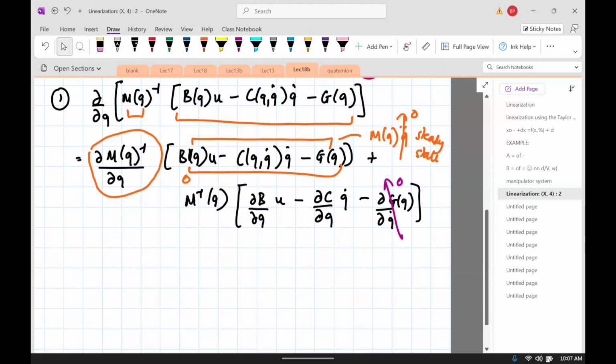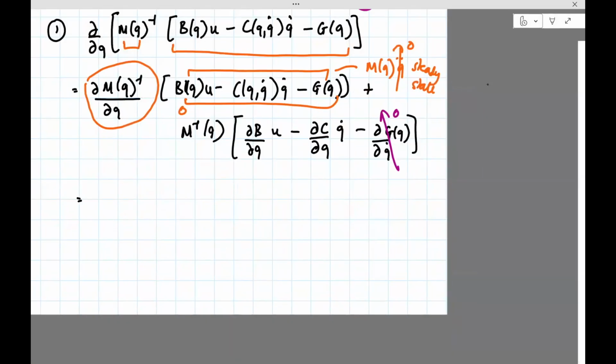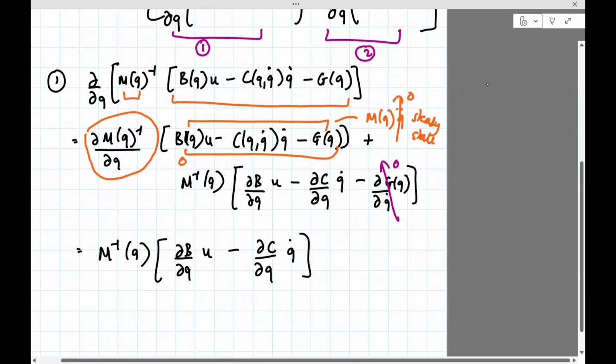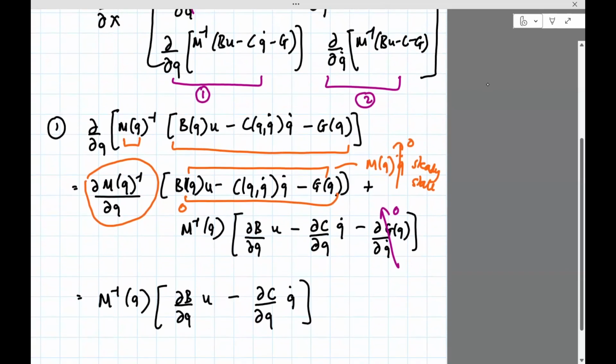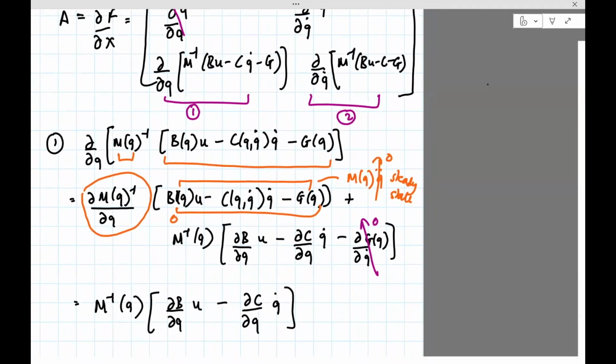Okay, so we have a major simplification here. This is nothing but m inverse of q, dB dq times u minus dc dq times q dot. Okay, so that takes care of expression 1. Let's try to simplify expression 2. The only difference between 1 and 2 is that now we have q dot here versus q there. So let's try to take the derivative.